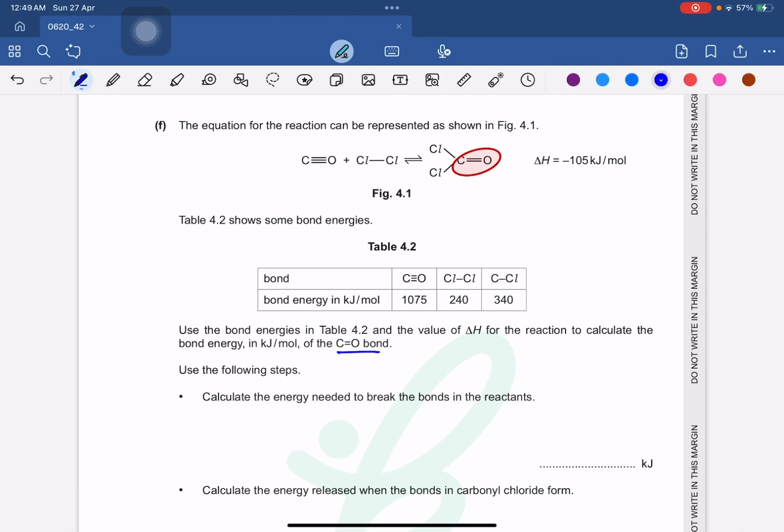The first part of the question says calculate the energy needed to break the bonds in the reactants. So let us consider the reactant bonds, which is C triple bond O and Cl bond Cl, for which the values are given in the table, which is 1075 plus 240. Answer comes out to be 1315.